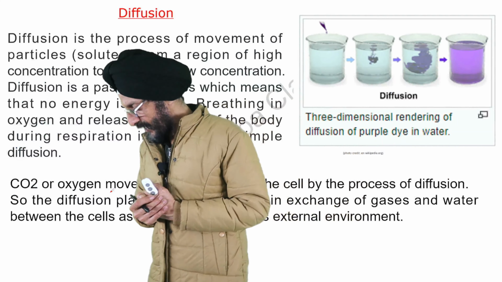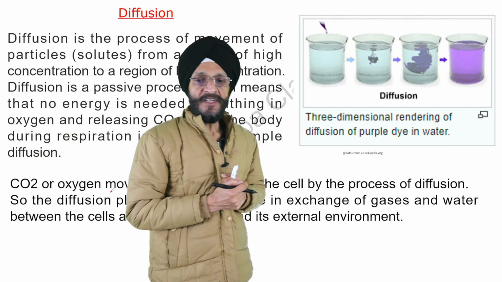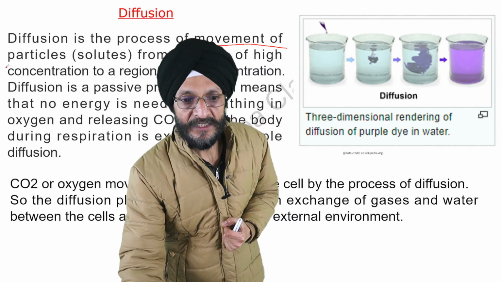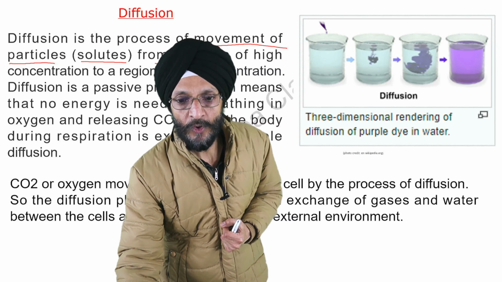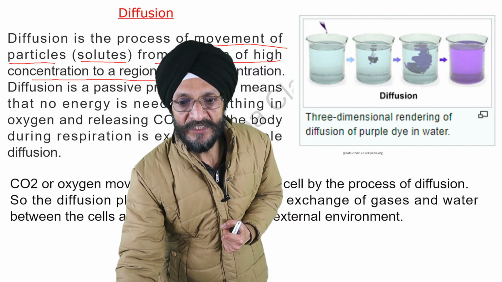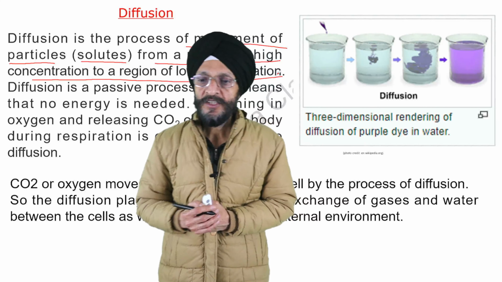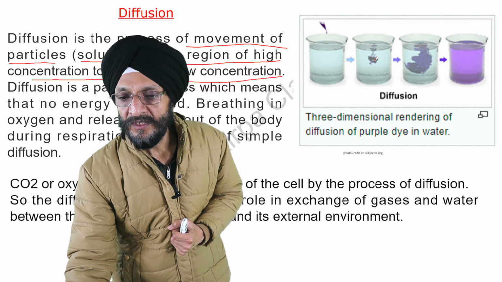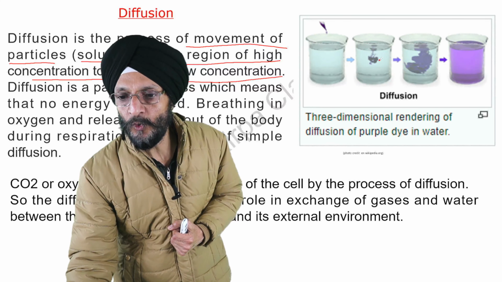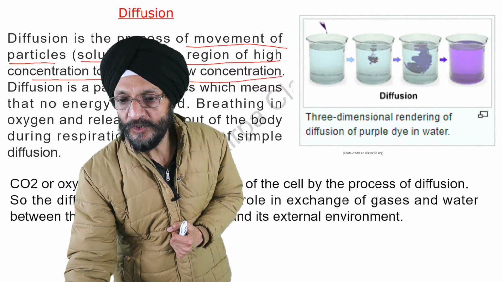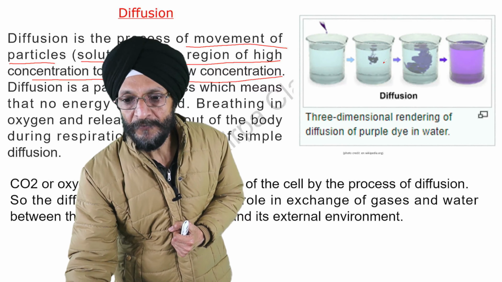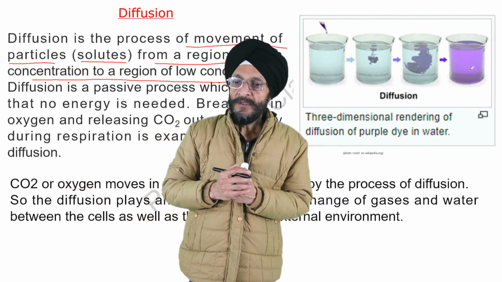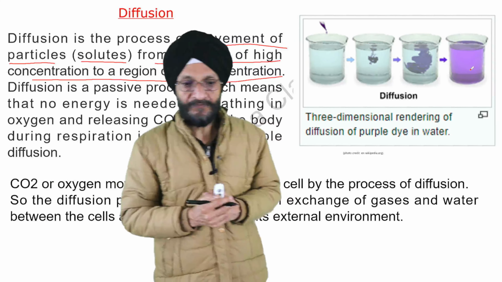Now we understand the meaning of what is the process of diffusion. Diffusion is the process of movement of particles, that is solutes, from a region of high concentration to a region of low concentration. In this picture, you can see that a purple dye has been put in the water. Here, the concentration of dye is more. It has slowly spread from the region of high concentration to the region of low concentration, and ultimately the purple dye color has spread in the whole water.